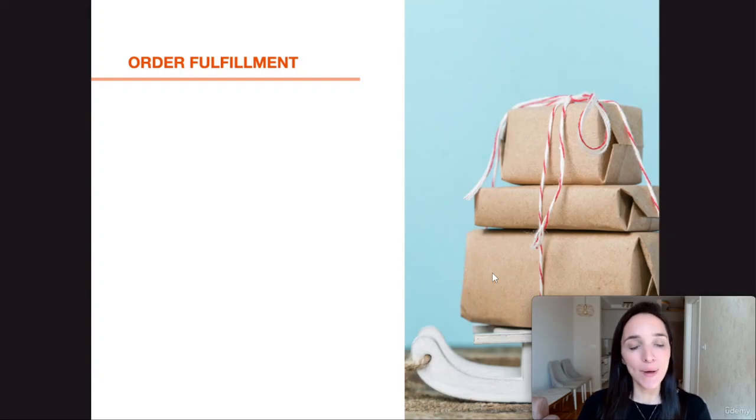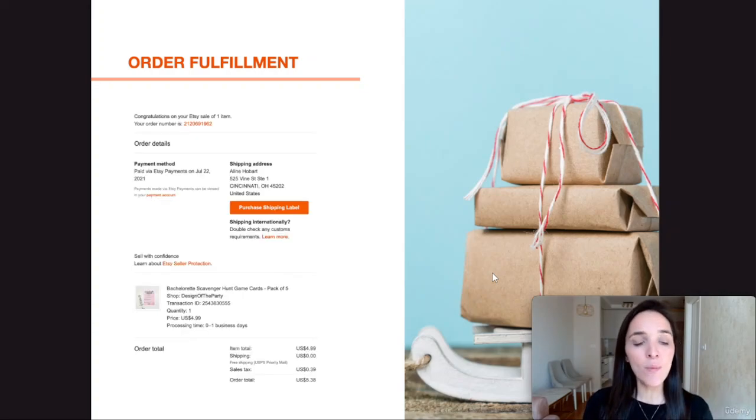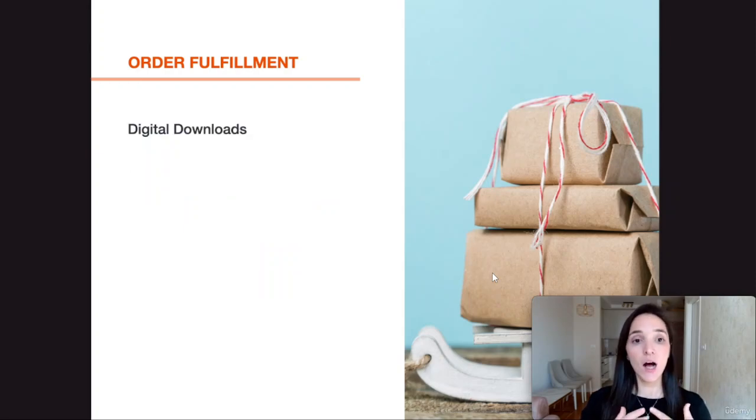Let's talk about order fulfillment and what you have to do once a customer buys from you. So first of all, as soon as you get a new sale, you're going to be notified by Etsy. You're going to get an email, and it's going to look somewhat like this. We'll have the order number, all of the details, and if you need to purchase any shipping labels and all of that. So you're going to get notified. Also, if you log into Etsy, you're going to see the order there as well. And I'm going to show you what it looks like on your shop manager very soon. But first, let's talk about the different types of order fulfillment.